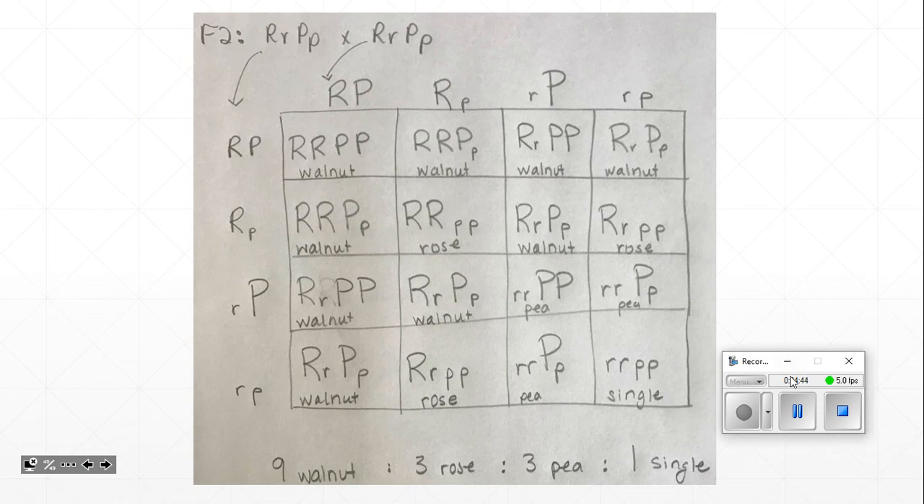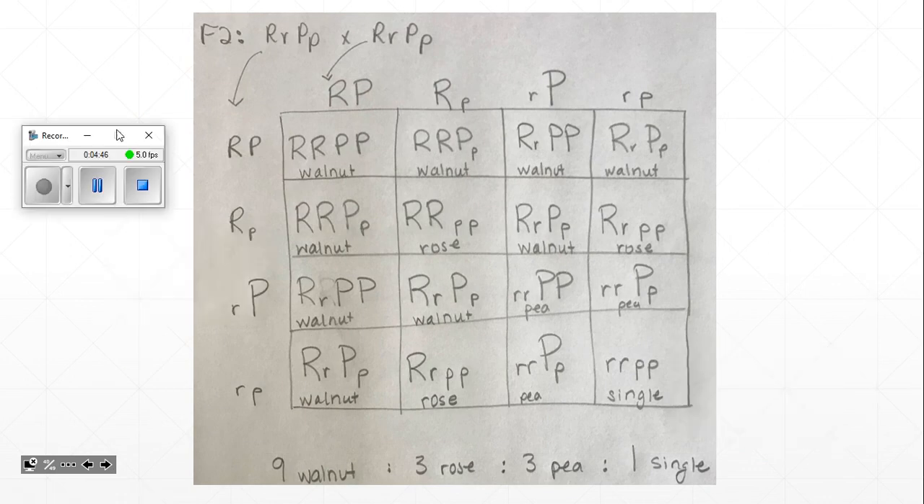So let's set up a Punnett square. Here's mine. To make the F2 generation, I'm going to cross these two heterozygous genotypes. If you look at my Punnett square, you'll notice that each parent could make 4 different gametes: a gamete that had both dominant alleles, dominant R, recessive P, recessive R, dominant P, and both recessive alleles.